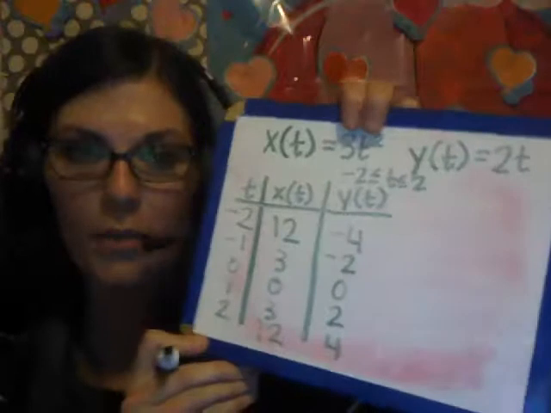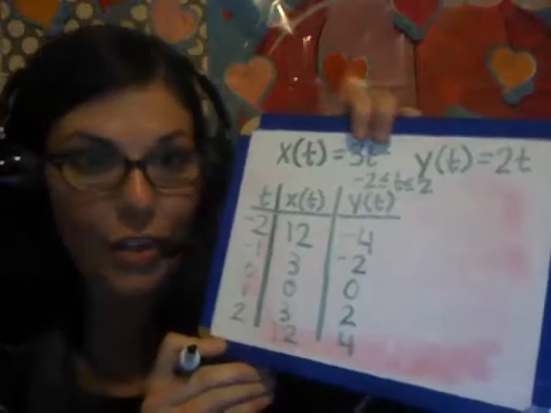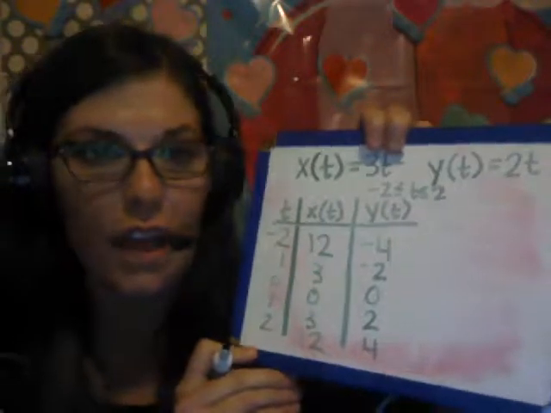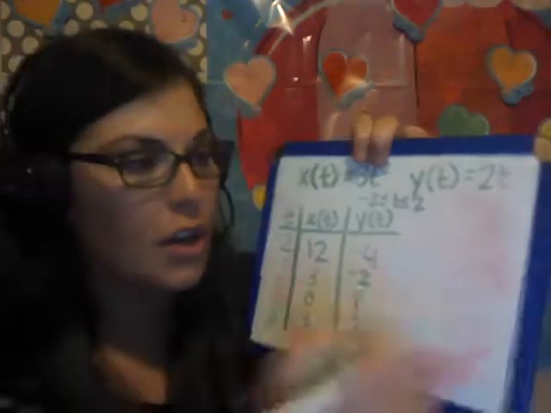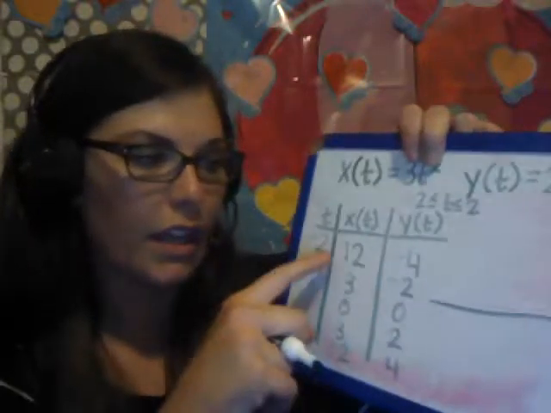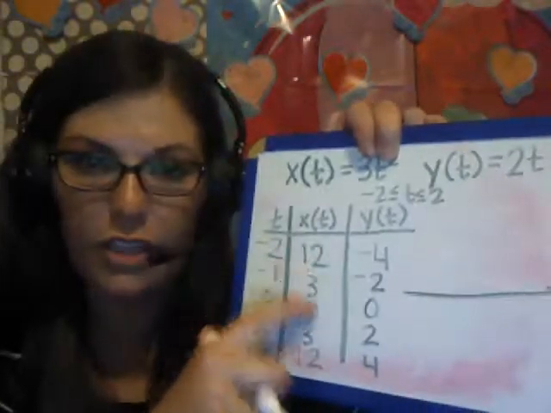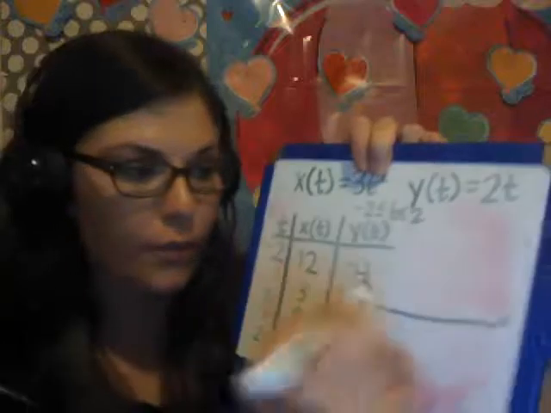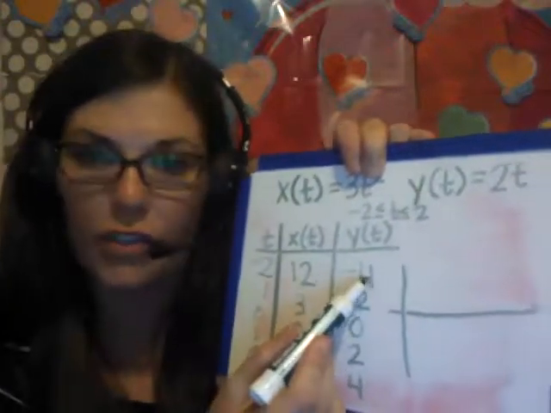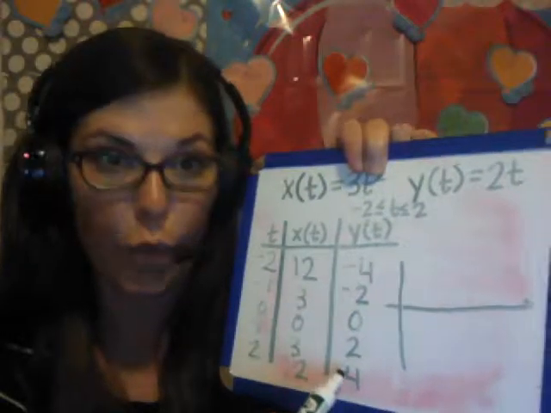So what this table helps us do is just create ordered pairs so that we can graph this and figure the direction in which the object is moving. So what I'm going to do is I'm going to go ahead and I will make a coordinate grid. Notice my x values need to range from 0 to 12. And my y values need to range from -4 to 4.